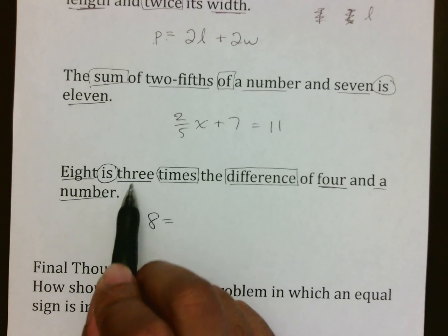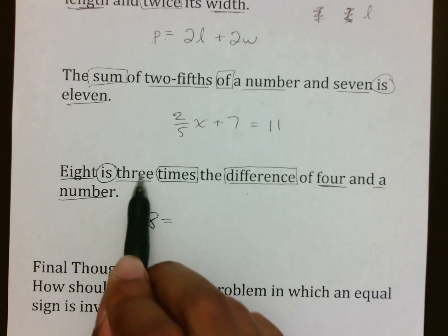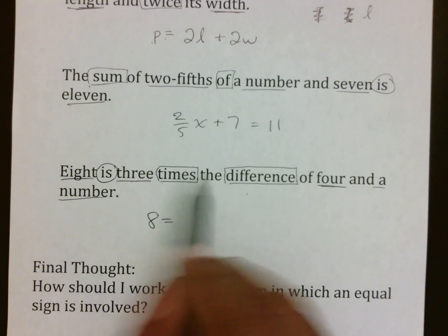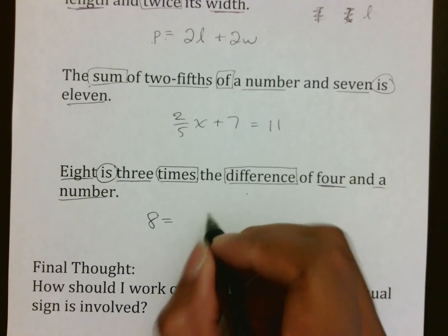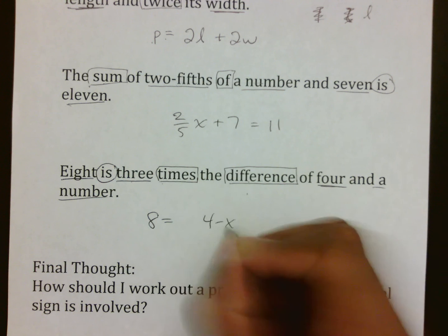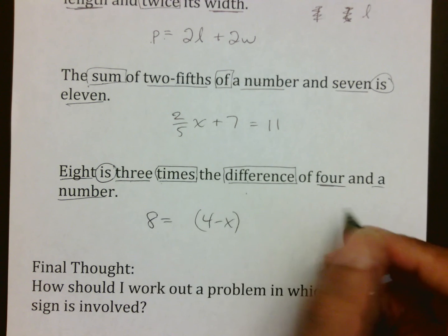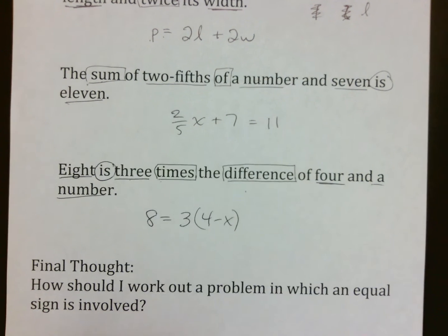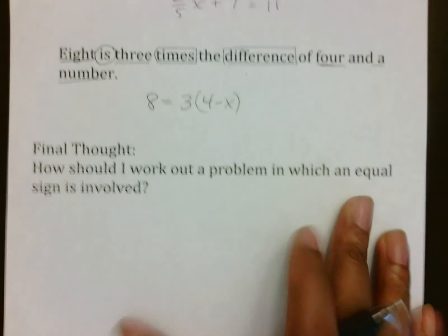But here's where our training comes in. 3 times the difference. Remember, that's our weird phrase. 3 times the difference means it's not 3x or anything. It means we're going to look at difference first. So the difference of 4 and a number is 4 minus x, because remember 4 was first. And the way we do 3 times that is we put parentheses around it and put a 3 on the outside. Again, that's where you have to make sure you know to use your parentheses, otherwise things fall apart.